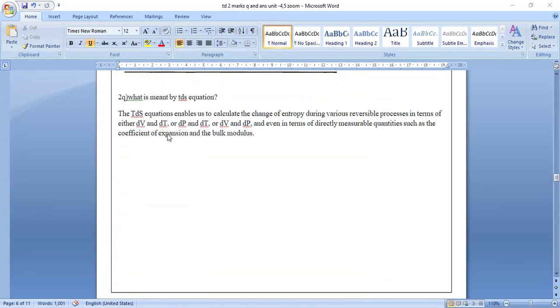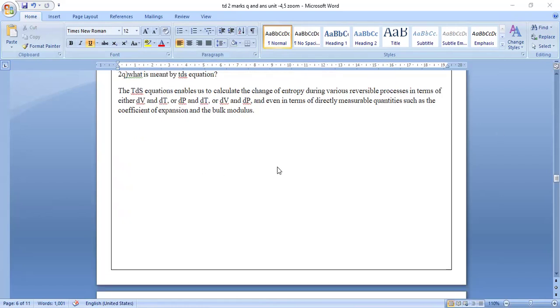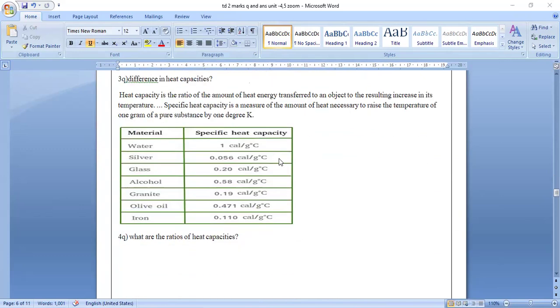So these three variables you can see here. The first one is volume and temperature, or dP and dT. Then the third one, dV and dP. These are the relations we can get. And even in terms of directly measurable quantities such as the coefficient of expansion and the bulk modulus. So you can also measure the bulk modulus by using this TdS equation.